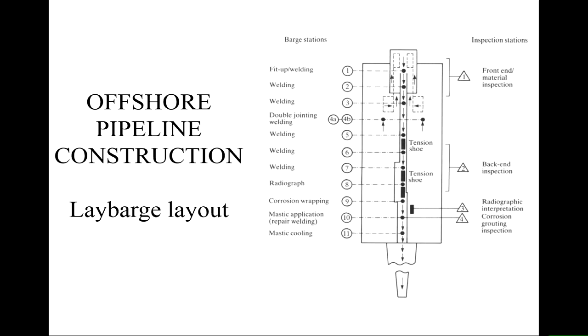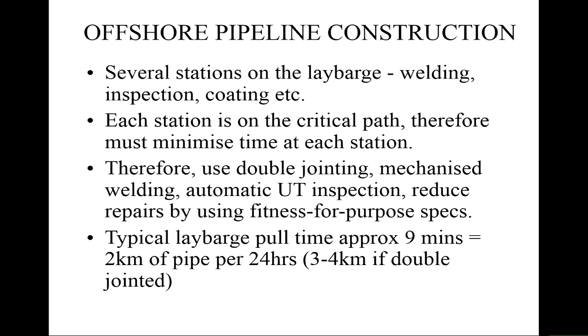So all of those stations have to work at the same time. Unlike in a field weld onshore, where you can have processes operating at different speeds, each team here has to operate at exactly the same speed to make the productivity. So your repair welders have to work just as fast as the mainline welders. There are several stations for welding, inspection and coating. Each station is on the critical path, therefore you minimise the time at each station.